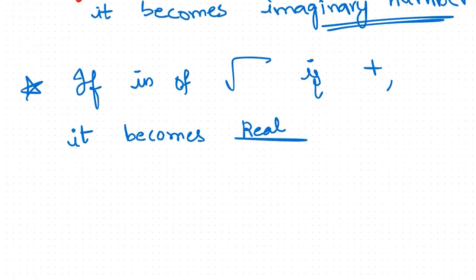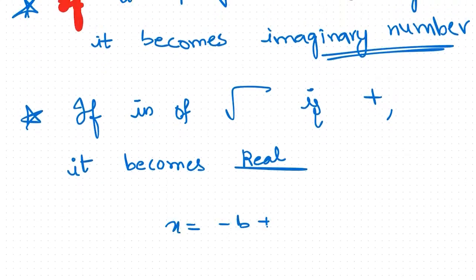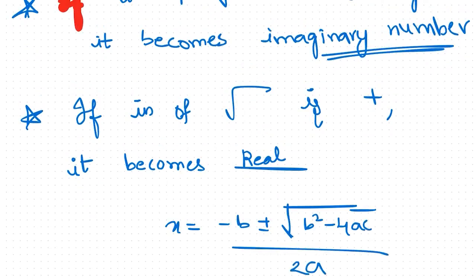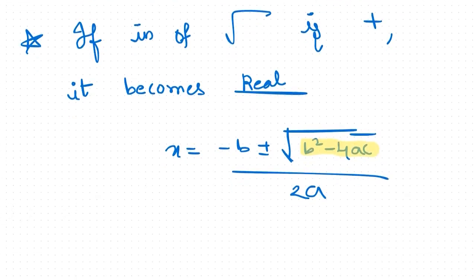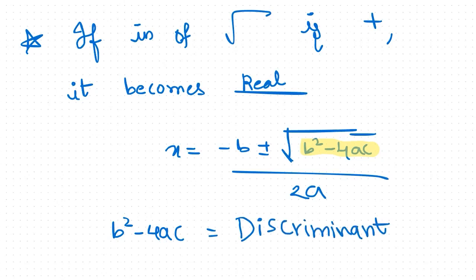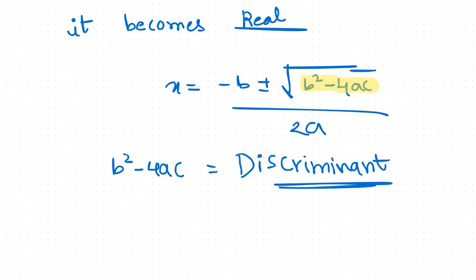So if you notice something in the quadratic formula, do you see a square root like this? Studying this inside thing makes it important. B square minus 4ac, we have a name for that. Do you remember? Discriminant. Whatever is inside this square root, we call it the discriminant, D for discriminant.